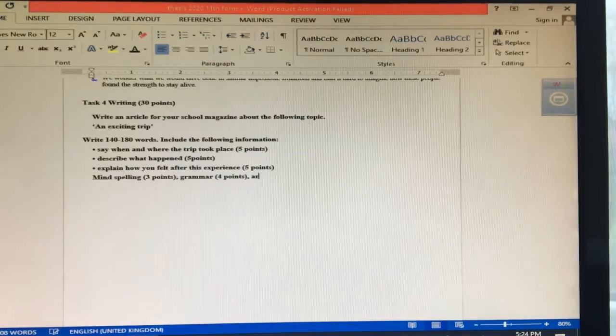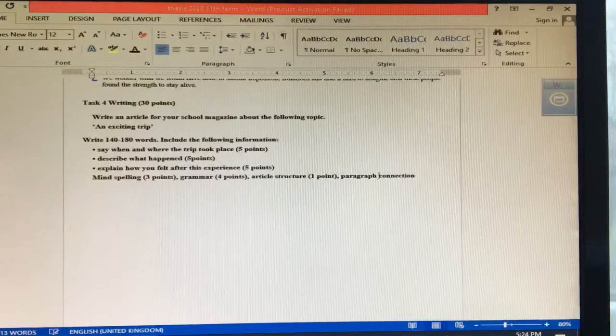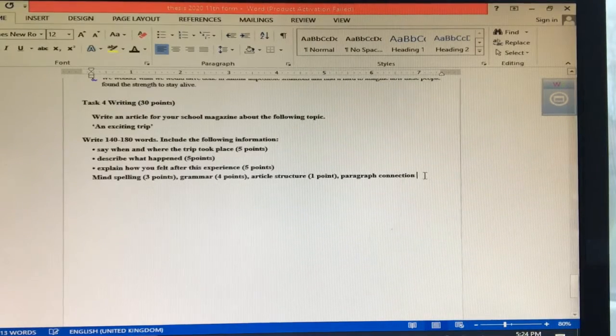We have the article structure, and this would be 1 point. Next, we're going to have the connection. So we have the connection between the paragraphs. You can say paragraph connection, to have it in a logical one, not to jump from one to another. And the connection, we also give the students 1 point.